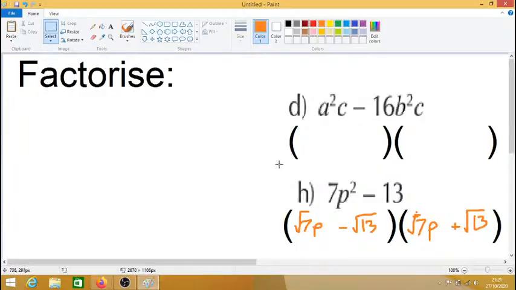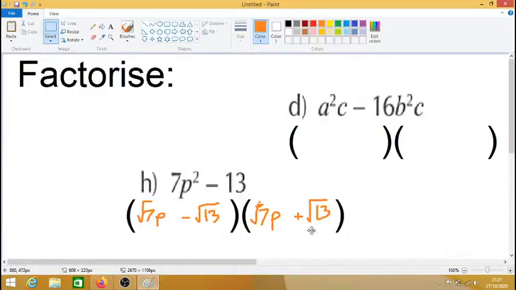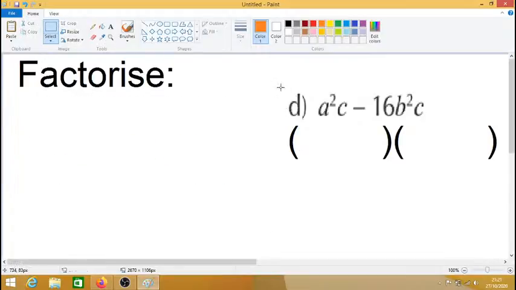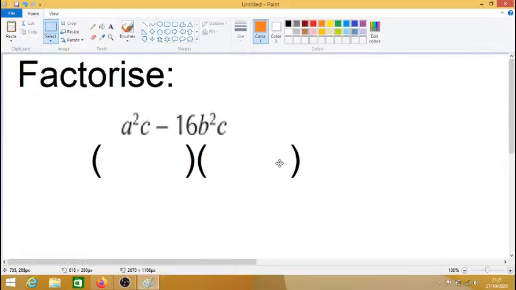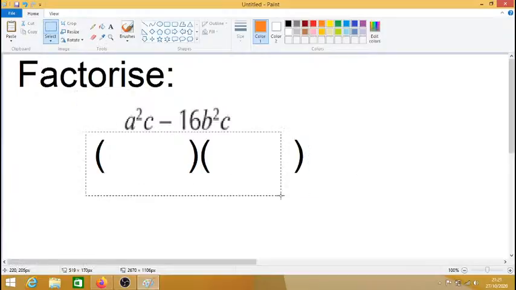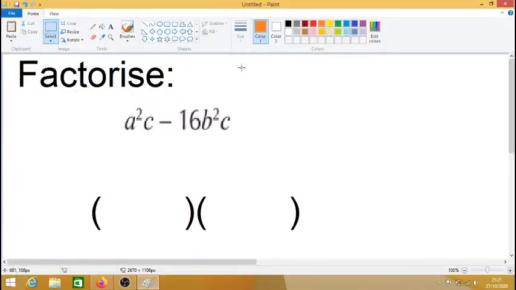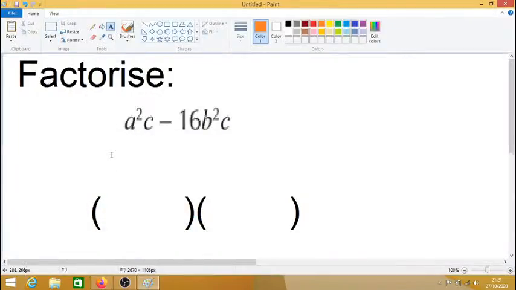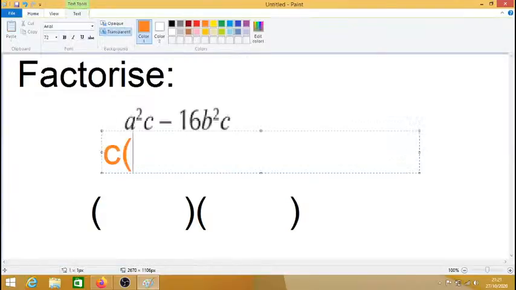Okay, there's your answer for H for you to check. And what I was saying about D is you've got a common factor, so before you start putting it into double brackets, just think, what would it look like if you took the C as a common factor? Good. And then you can apply your technique. So you've got C as a common factor. If I bring that to the front, then the first term in the brackets would just become a squared, and that's take away 16b squared.